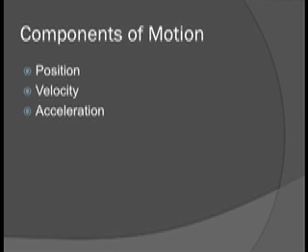There are 3 distinct components of motion. One is position, which is essentially where an object is at any given time. Another is velocity, which is its speed and given direction. And another is acceleration, which refers to speeding up and slowing down.